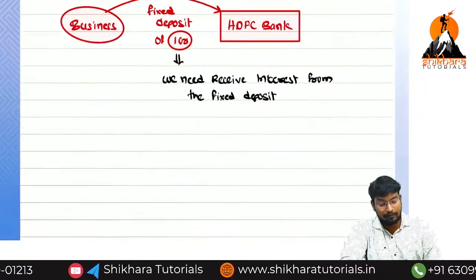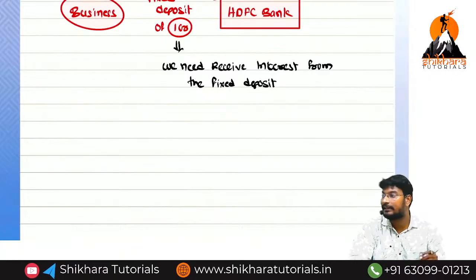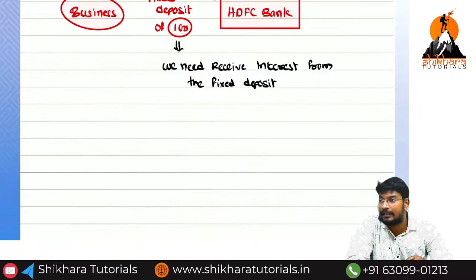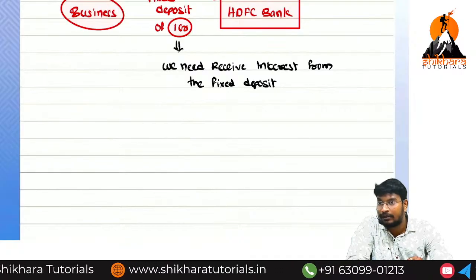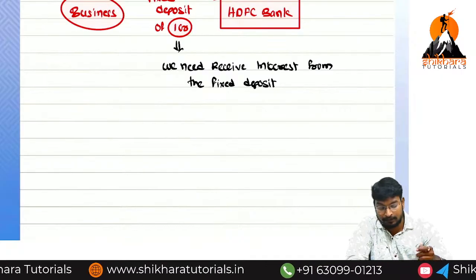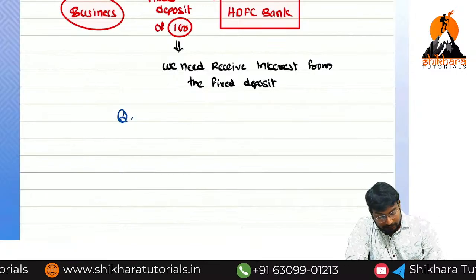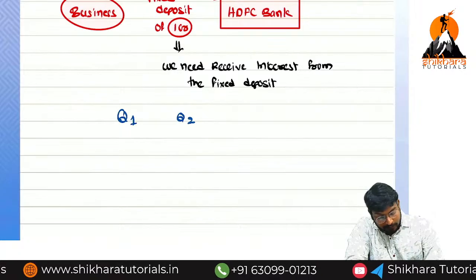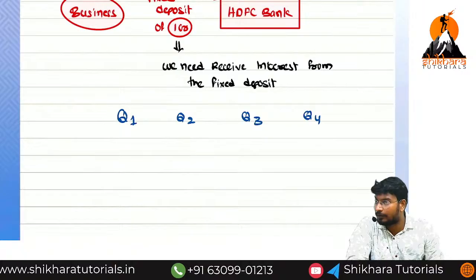Okay? How are we going to receive it on a quarterly basis? Imagine how many months in a year? 12 months in a year. Quarter means 3 months. So how many quarters will there be? We have 4 quarters in a particular year: quarter 1, quarter 2, quarter 3 and quarter 4.